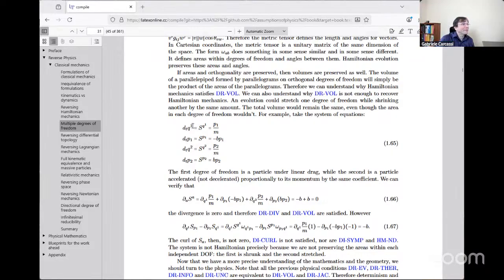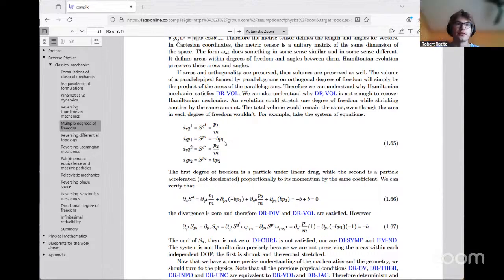Okay, so you have the 2 degrees of freedom, 1 and 2, and you can kind of see that on 1 degree of freedom, you have a damped harmonic oscillator, you have friction, right? You have a particle with linear drag, because the momentum is going down. On the other degree of freedom instead, the momentum is increasing, so it's sort of driven. On one degree of freedom, you're damped, and on the other one you're driven. Okay, so this is what these equations are doing.